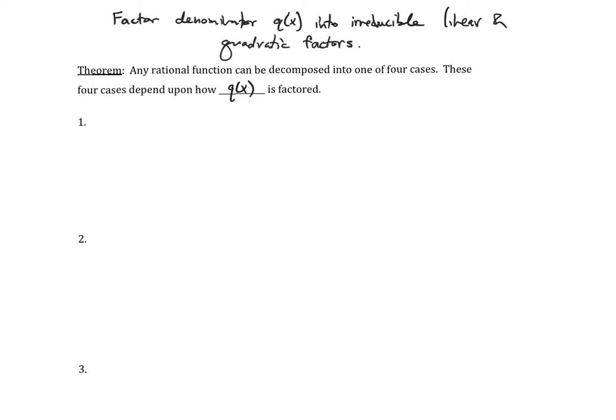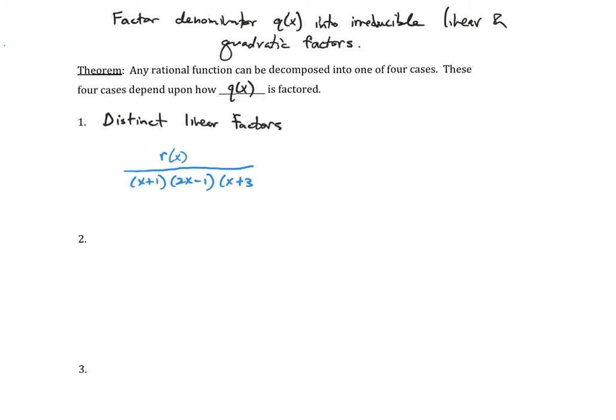So the first case is you have distinct linear factors. Let's take a look at a representative example. So suppose that you have something like your numerator would be r of x, but your denominator is distinct linear factors. So like x plus 1, and another linear factor that's different, like 2x minus 1, and then let's say that you have another one like x plus 3.